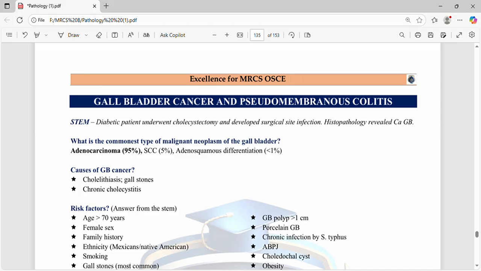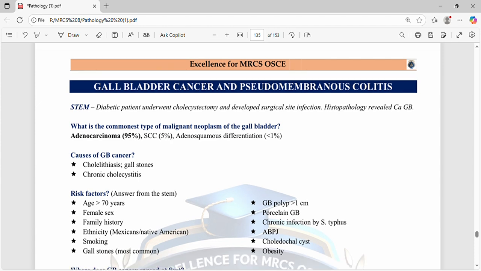cancer in the gallbladder. Causes of gallbladder cancer: the most common causes are gallstones and chronic cholecystitis, porcelain gallbladder, gallbladder polyp greater than 1 centimeter, and genetic factors. So these are the causes.